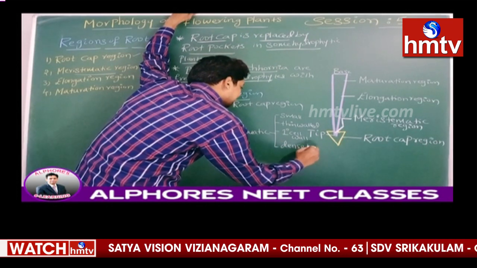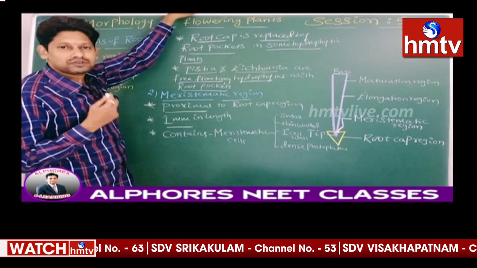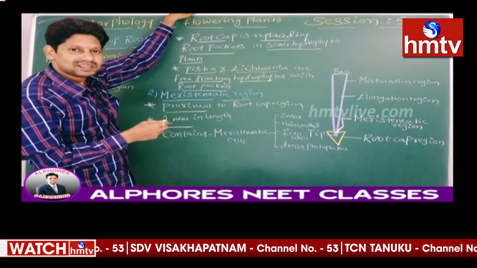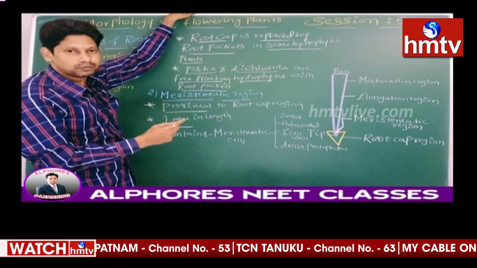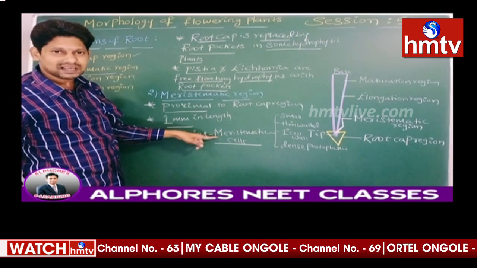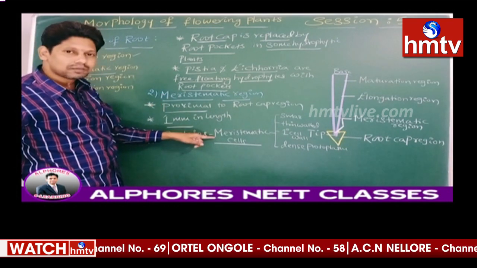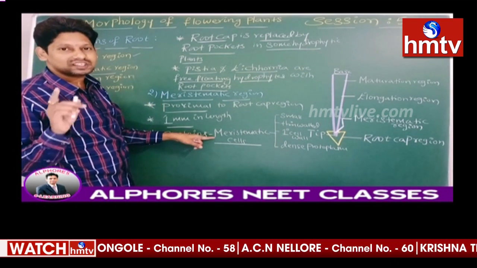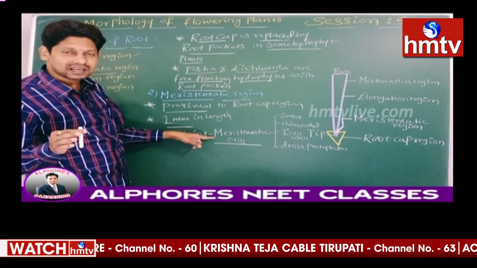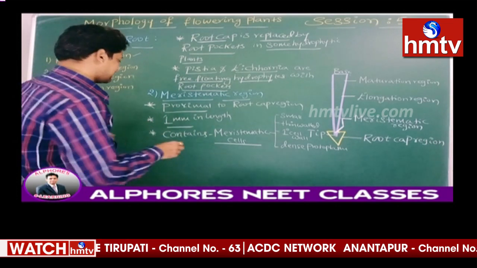What is the meaning of protoplasm? Cytoplasm plus nucleus is equal to protoplasm. What is the meaning of meristematic cell? The cell which divides. It means in the meristematic region, as meristematic cells are present, cell division takes place. If a cell divides, the number of cells increases.